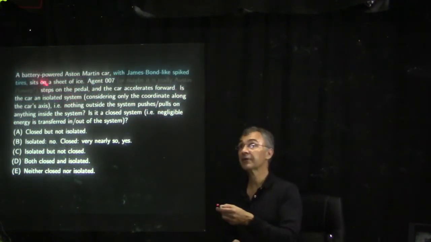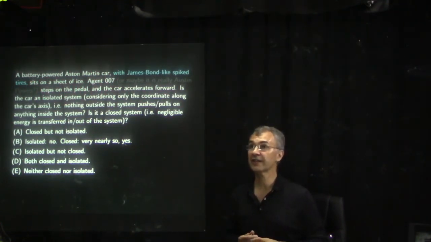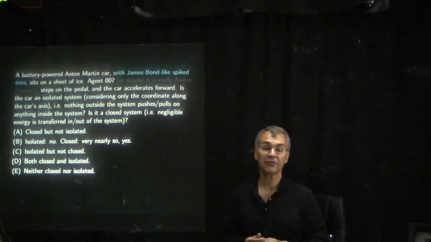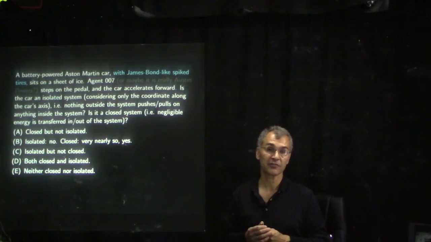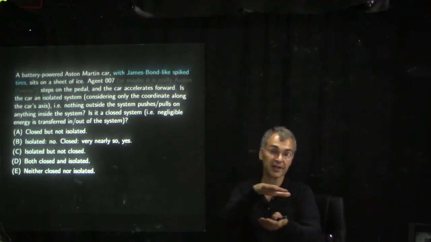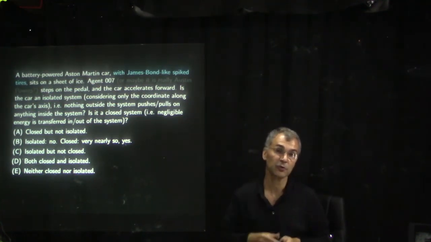A battery-powered Aston Martin car with James Bond-like spiked tires sits on a sheet of ice. Agent 007 steps on the pedal and the car accelerates forward. Is the car an isolated system? Again, we're considering the horizontal coordinate. I would say no, it's not an isolated system because the spikes cause a horizontal interaction, a push between the ice and the car. So the ice is going to push the car forward.